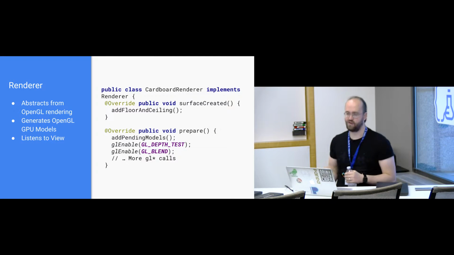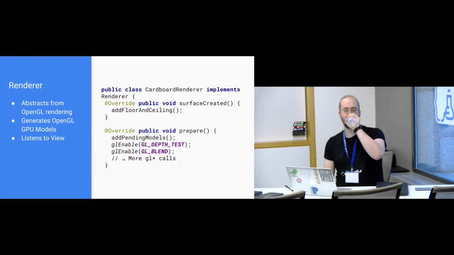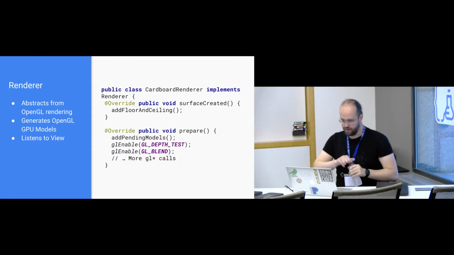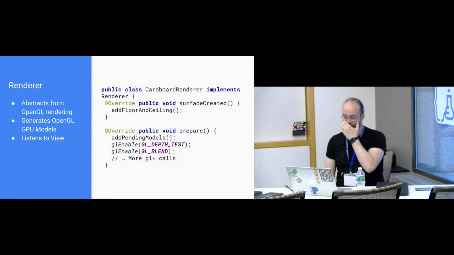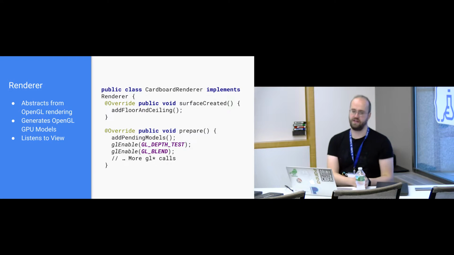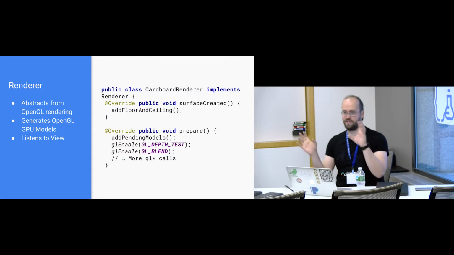So I keep talking about the renderer, so let's go into the deep OpenGL things. What I do is, once the surface gets created, I create the floor and the ceiling. This is essential for VR apps because without the floor or ceiling, you would just see randomly floating objects, and you don't have something which your eye can reside on.